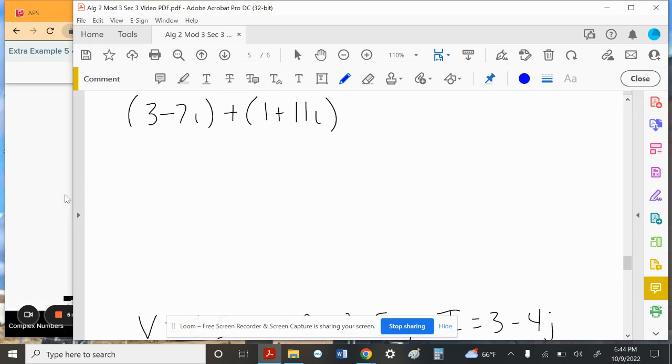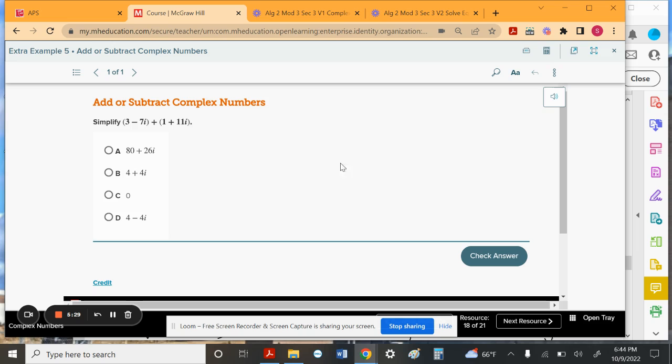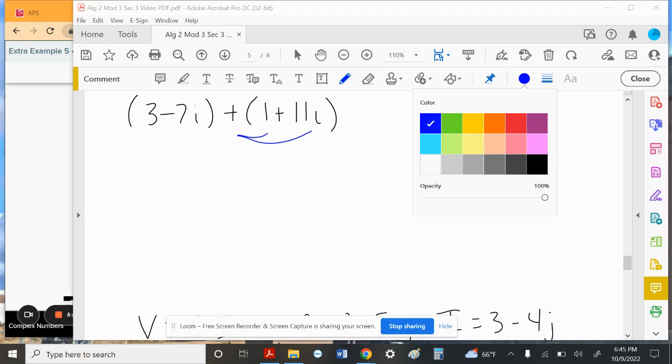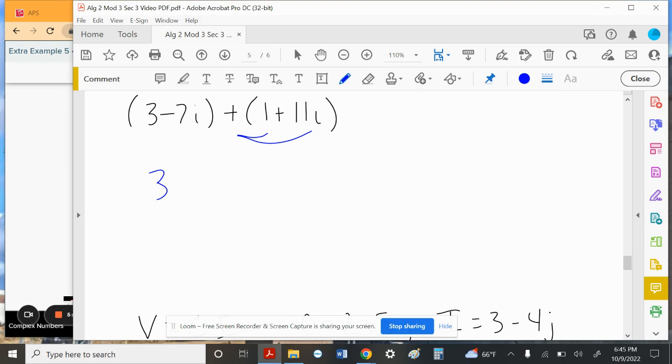Okay, now we're going to add some complex numbers or subtract them. If they were subtracted, I would, of course, distribute the negative through. I can distribute the plus through, but it doesn't make a whole lot of sense. Actually, I think I'm going to leave it in blue. And so I get 3 minus 7i plus 1 plus 11i. All I do is distribute the positive through. It means nothing changes.